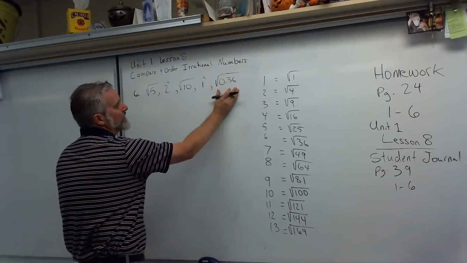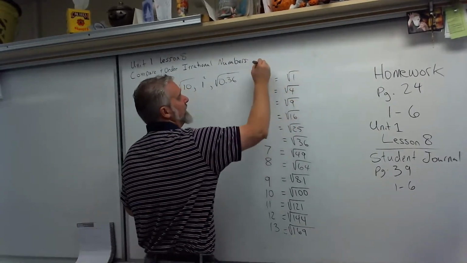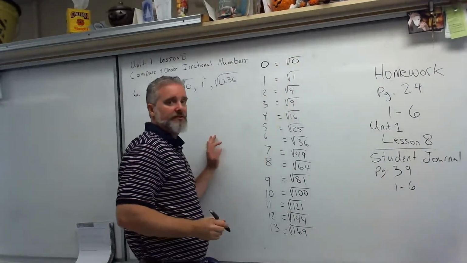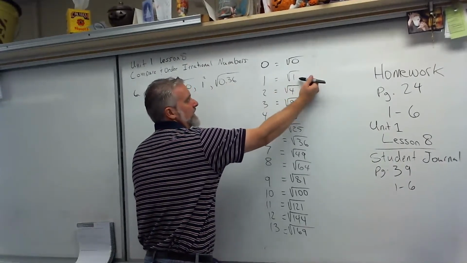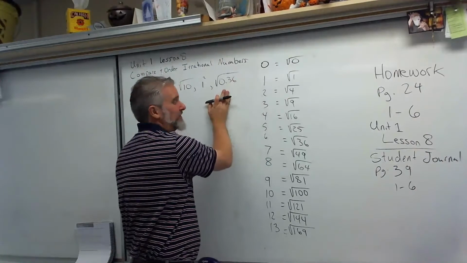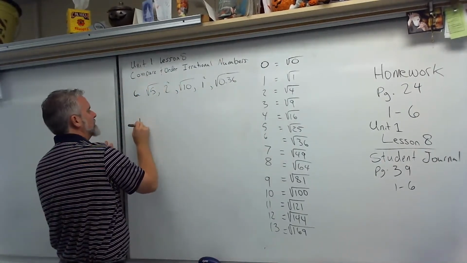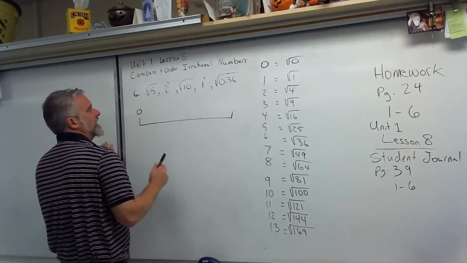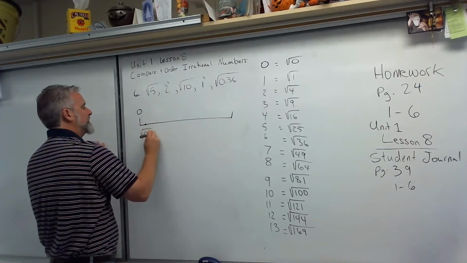0.36, that looks like our lowest number. So that's even less than the square root of 1. So if we had 0, we could add that up here. Square root of 0 is 0. Square root of 0.36 would fall between 0 and 1. Let me make sure I pronounce it right. Square root of 0.36. So now I'm going to go ahead and start my number line. It's starting off with 0. And our next one up would be square root of 0.36.